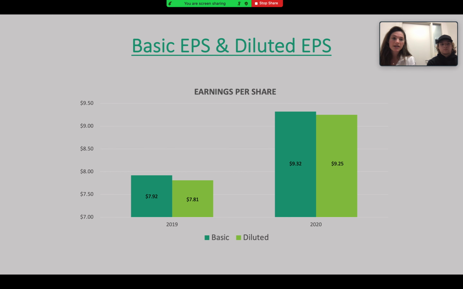So basic EPS lets the investor know how much of the firm's net income was allocated to each share of common stock. And diluted EPS is for more complex capital structures and calculates its EPS if all convertible securities were to be converted. And as we can see on the graph, and basically a rule of thumb is diluted EPS is typically lower than basic EPS, almost always.